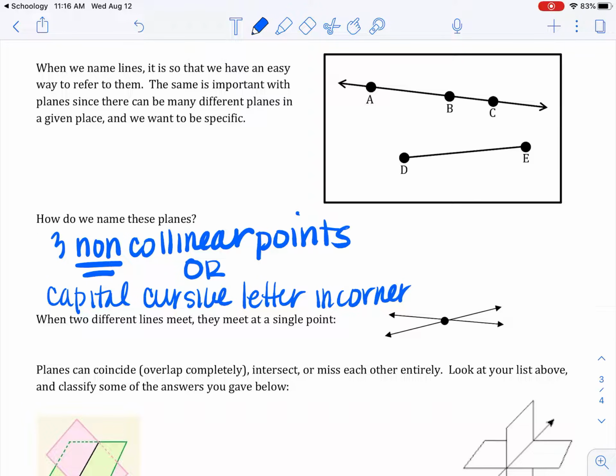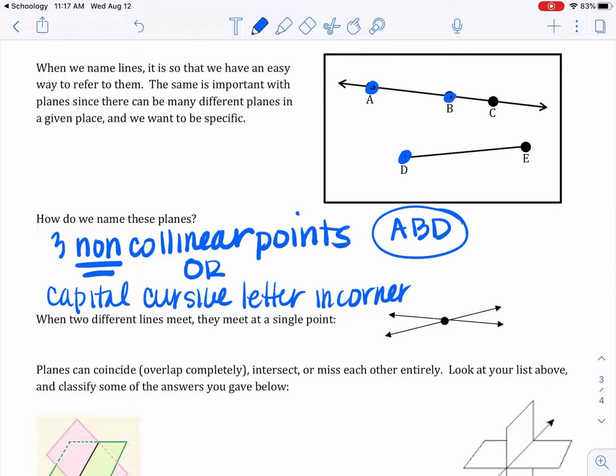So let me ask you a question. Could a person name this plane A, B, C? No, because those 3 points are collinear. So if I get rid of that C right there, can this person name it A, B, D? Yes, this plane can be named A, B, D. It can also be named D, B, A or B, A, D or A, B, D, or you can be using C, D, and E or C, B, and D. But notice it's just the 3 letters, okay?